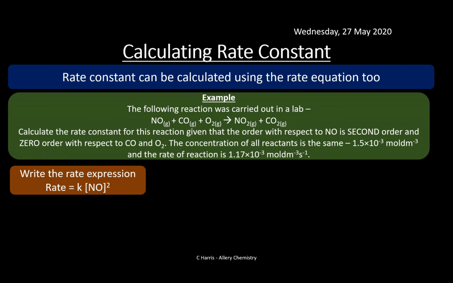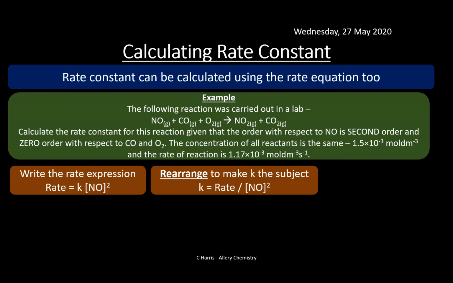Now notice that carbon monoxide and oxygen are not included in this rate expression. This is because they're 0 order, and because they're 0 order, obviously they don't appear in the rate expression. So the only thing that we include in there is the NO, which is second order. That's why we put the 2 on the side there. Then we need to rearrange this equation to make K the subject. So that's what we do there.